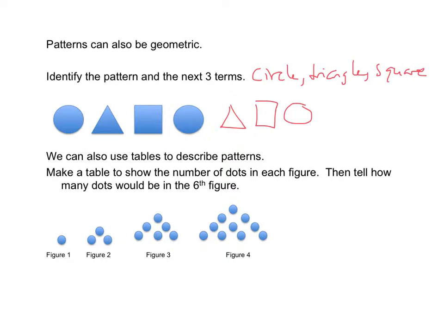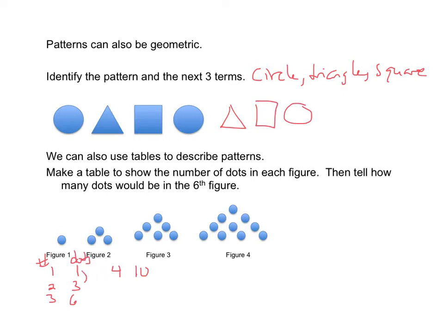And we can also use tables to describe patterns. We want to make a table to show the number of dots in each figure and then tell how many dots would be in the sixth figure. So in figure 1, there's 1. In figure 2, there's 3. In figure 3, we have 6. And in figure 4, we have 10. So this would be the figure number, and this would be the dots.